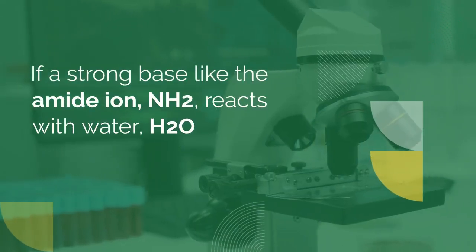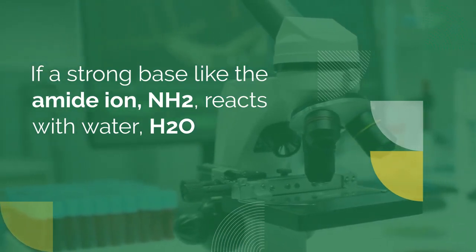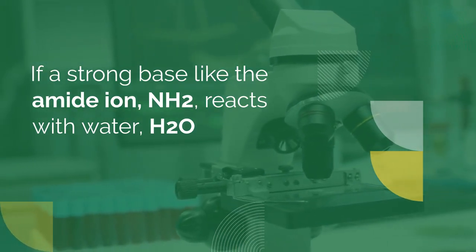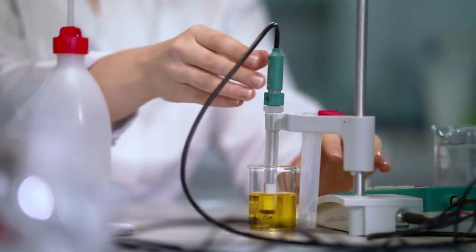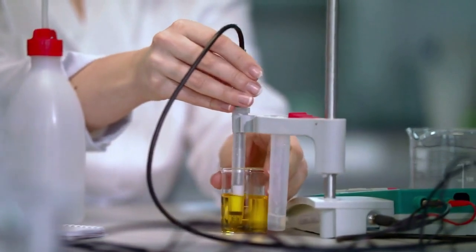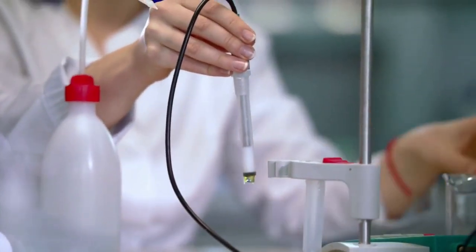For example, if a strong base like the amide ion, NH2-, reacts with water, H2O, the amide ion will pull a proton off the water molecule. The water becomes its conjugate base, the hydroxide ion, OH-, and the amide ion becomes its conjugate acid, ammonia, NH3.